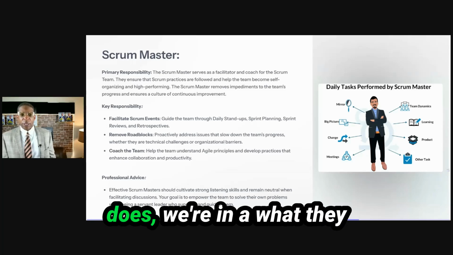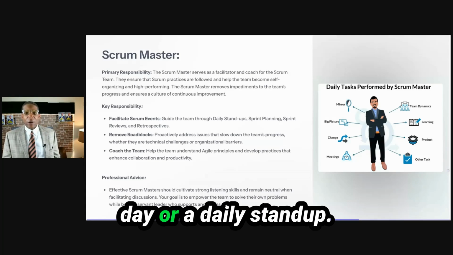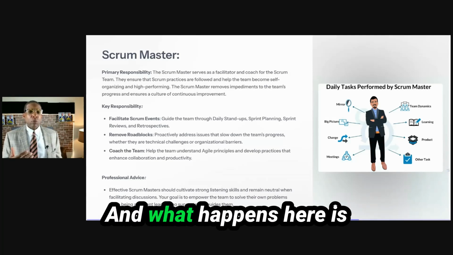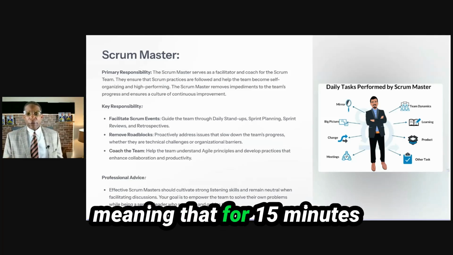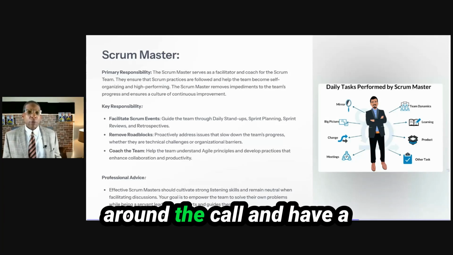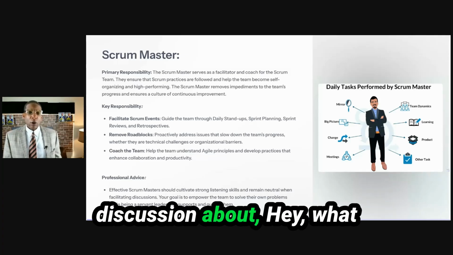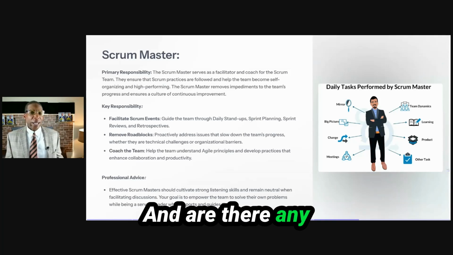So what the Scrum Master does, we're in what they call a daily stand-up. What happens here is this is a time-boxed activity, meaning that for 15 minutes every day, we're going to go around the room or go around the call and have a discussion about, hey, what did you work on yesterday? What are you working on today? And are there any impediments?